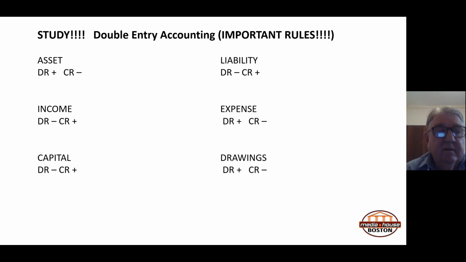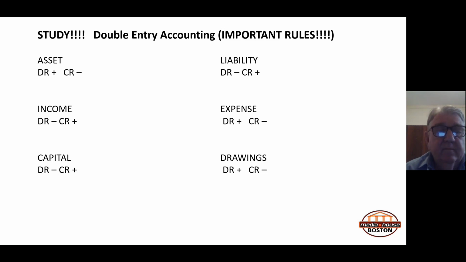Now, when an asset is debited, it means the value of the asset increases. So for example, let's say you have vehicles of R1 million. Now you're going to buy another vehicle of 100,000 Rand. So you're going to debit your assets with 100,000, and the new balance will be 1,100,000. So if it debits, it increases. If we credit it, it decreases.